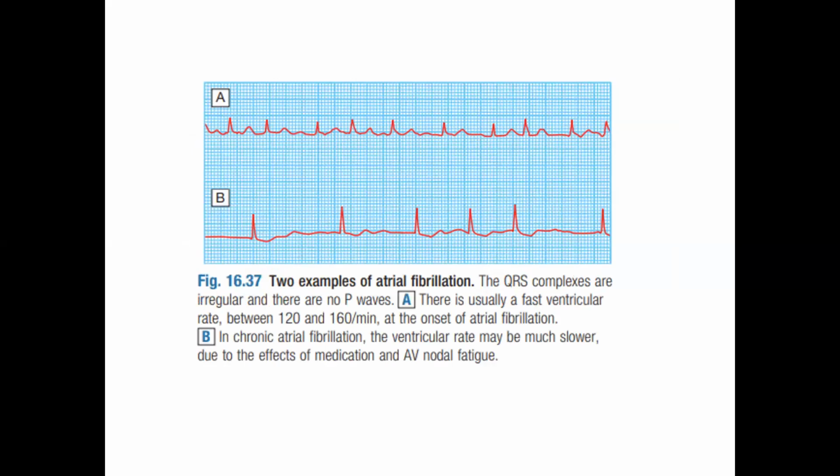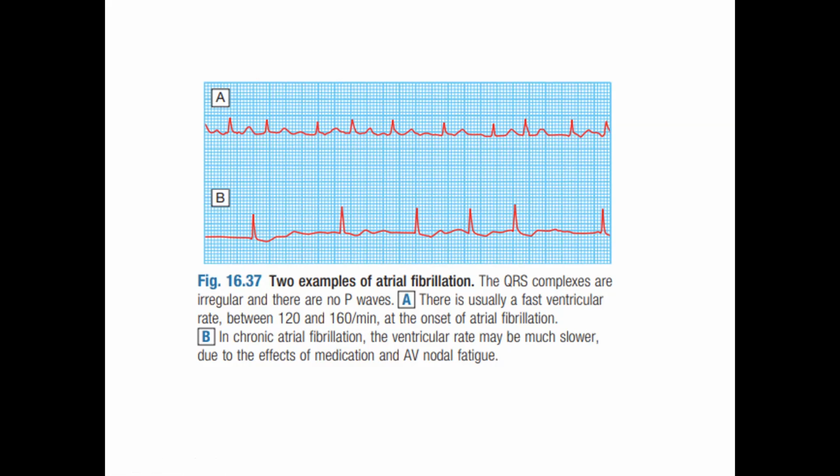So this is an example of atrial fibrillation. In A, there is a fast ventricular rate. You see the QRS complex, the ventricular rate is faster, between 120 and 160 per minute. So this is an acute atrial fibrillation, A. In chronic atrial fibrillation, the ventricular rate is slower due to the effects of medication. You understand? So this is an example of acute and chronic atrial fibrillation.